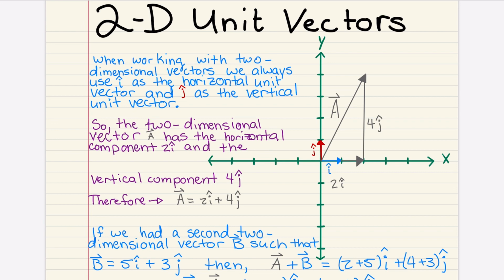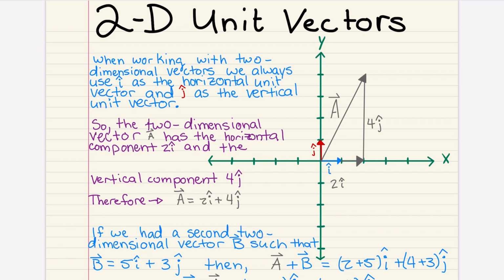So the two-dimensional vector A that you see here on the screen has the horizontal component 2I hat and the vertical component 4J hat. All right, so we can say that we can actually define the vector A as the vector sum of the vector 2I hat and the vector 4J hat. All right, and it's very common to name a vector by a vector sum, and those vectors in the vector sum to be scalar multiples of unit vectors, right? Because it tells you all the information you need.